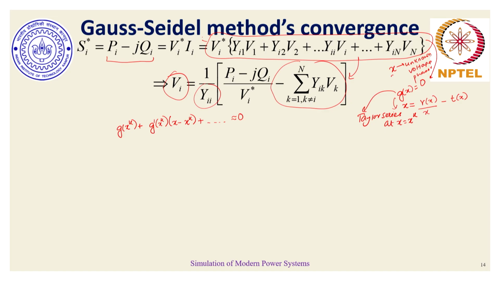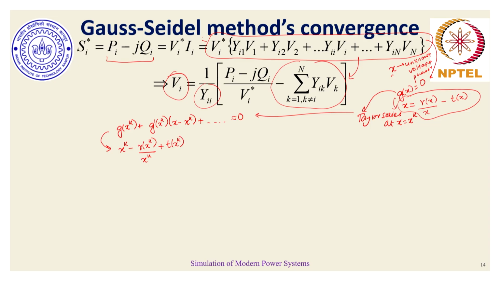So if this is the Taylor series form of g of x at x is equal to xk, let me now substitute what is g of xk. G of xk can also be rewritten in this form with x representing xk. So I will have xk minus r xk divided by xk plus t of xk.